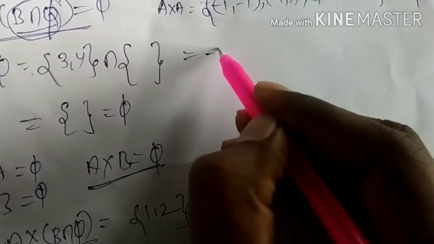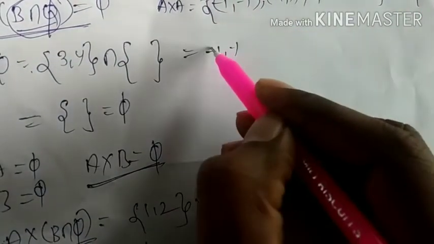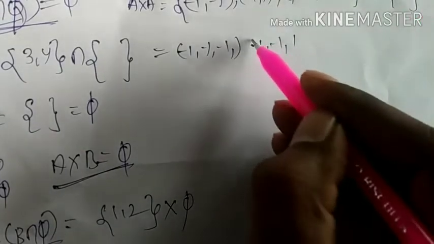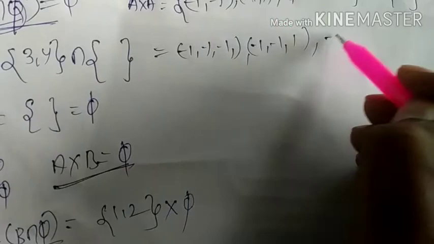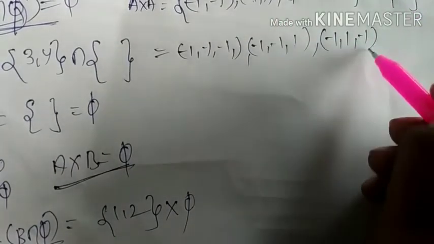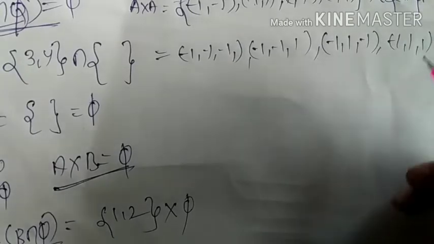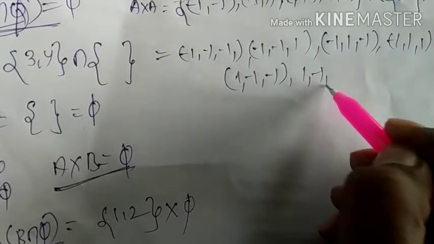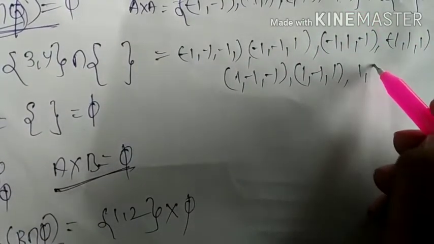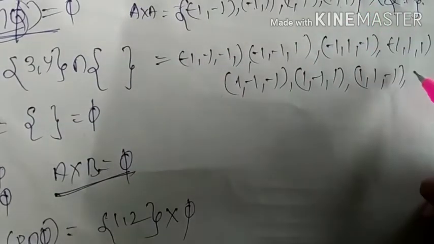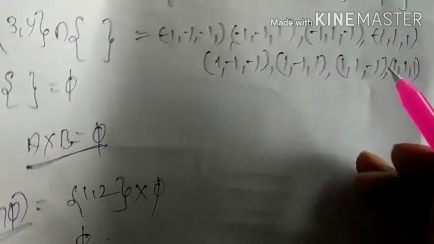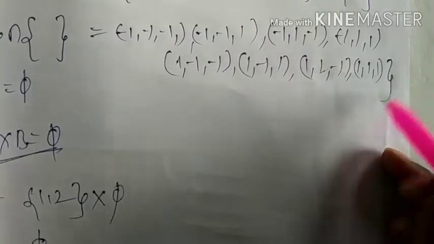So now let's see. Taking (-1, -1) first, with -1 it gives (-1, -1, -1), and with 1 it gives (-1, -1, 1). Next, (-1, 1) gives (-1, 1, -1) and (-1, 1, 1). Third, (1, -1) gives (1, -1, -1) and (1, -1, 1). Fourth, (1, 1) gives (1, 1, -1) and (1, 1, 1). This is A cross A cross A.